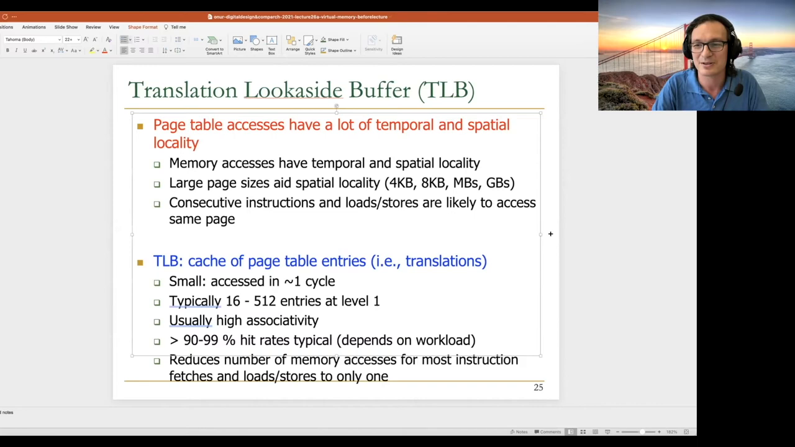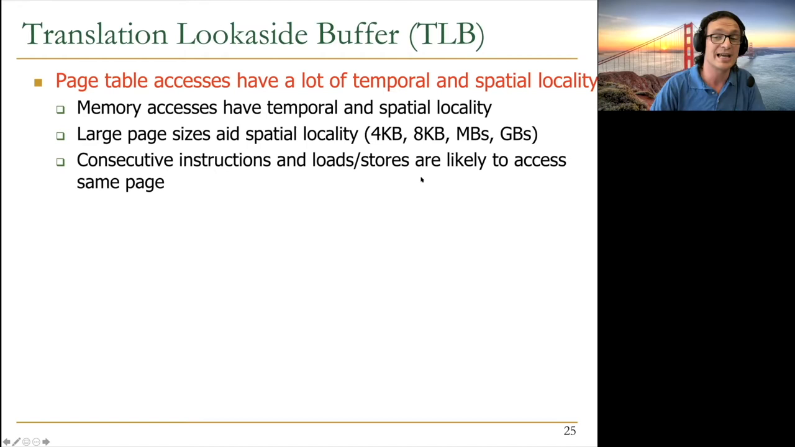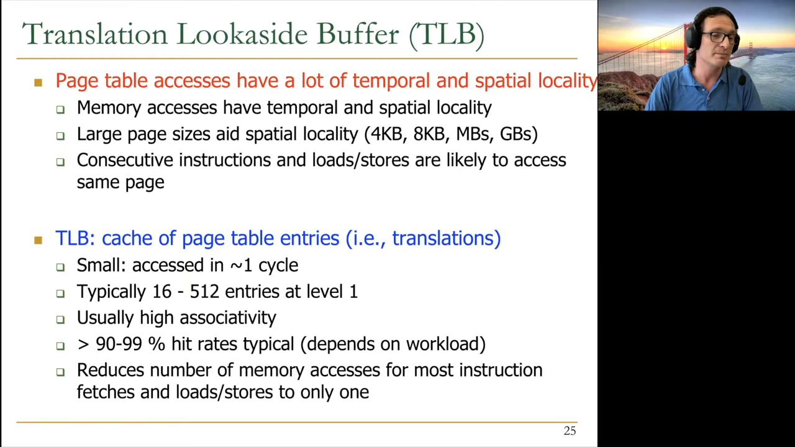But large page sizes aid spatial locality, actually, a lot. If you have a gigabyte page size, and if you're actually traversing a gigabyte array, and your translation granularity is gigabytes, then you just need one single entry, right, in your TLB, as well as the page table. And consecutive instructions and loads and stores are likely to access the same page, as we have discussed many times. So the TLB works just because other caches work, and the TLB is a cache of page table entries. And it's small, usually accessed in the order of one cycle or three cycles, somewhere around that. Typically, its size is small at level one. Actually, 512 entries is quite large for level one.